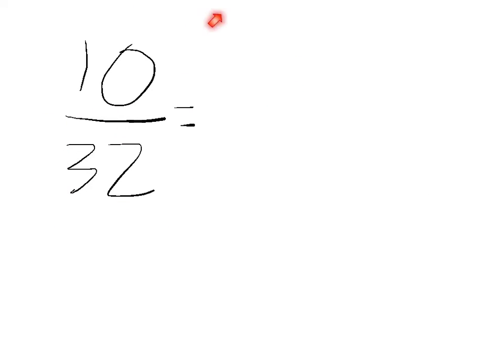10/32. So what we're going to try to do is make this fraction, 10/32, into its simplest form. Another way you can look at these kinds of problems is that you can look for common multiples. 2 is a common factor because they're both even. So it'd have to be 2. So divide by 2. That would get you 5, and this would get you 16.